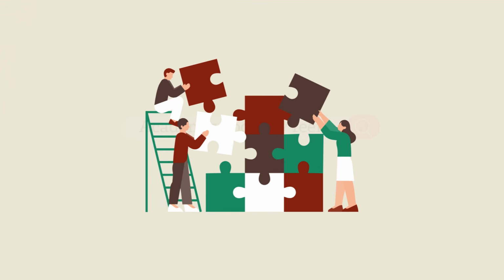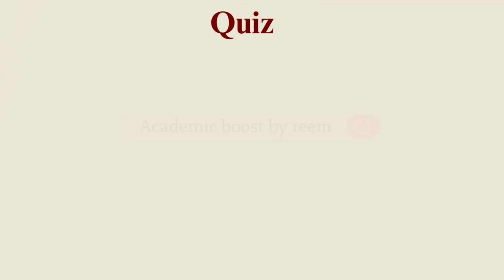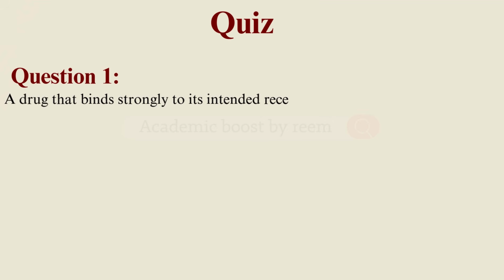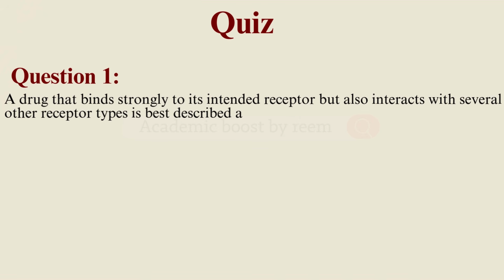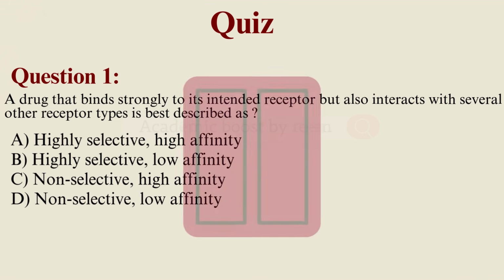Now that we've put the puzzle pieces back together, it's time to see if they really clicked. Let's quiz. Question number 1. A drug that binds strongly to its intended receptor but also interacts with several other receptor types is best described as A, B, C, or D?